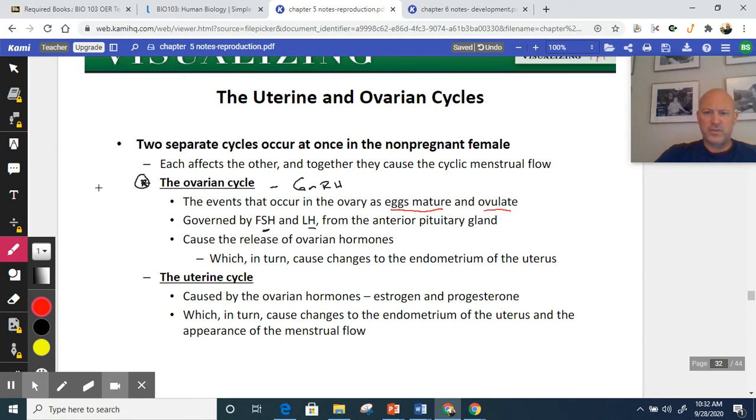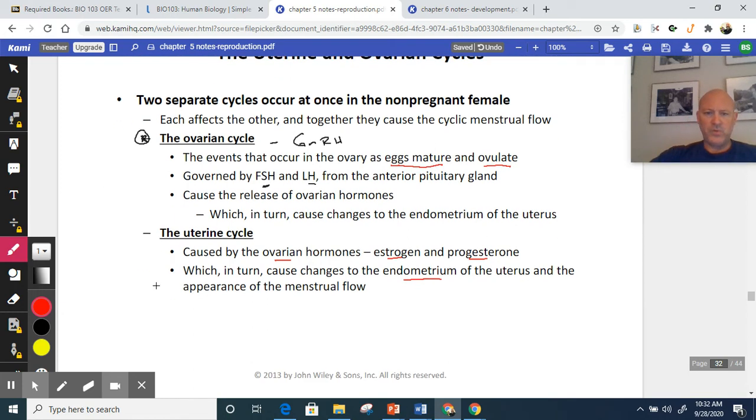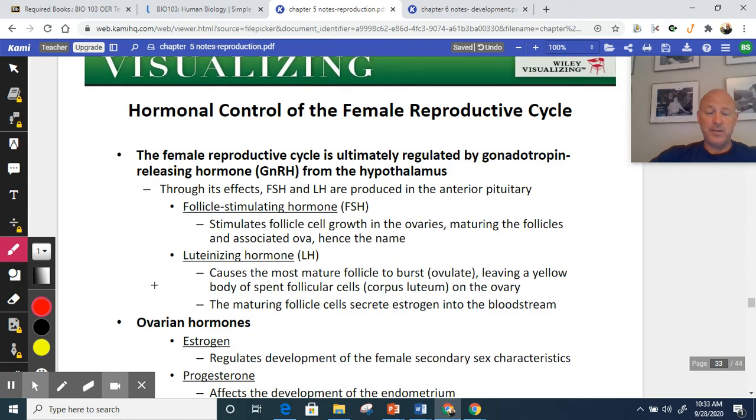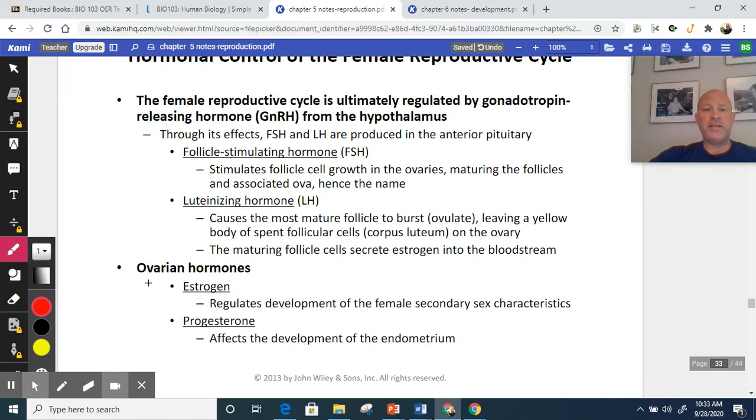The uterine cycle is controlled by these two hormones. These hormones are called ovarian hormones because they're coming from the ovaries. And these are causing changes in the endometrium. So, getting the endometrial layer, the inner layer of the uterus, to thicken. Okay. With anticipation of a fertilized egg coming down and embedding itself. Again, follicle stimulating hormone stimulates the follicles to grow into those large Graafian follicles. Luteinizing hormone is responsible for ovulation.